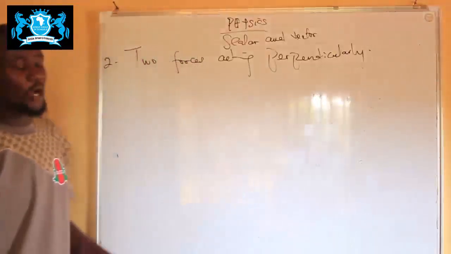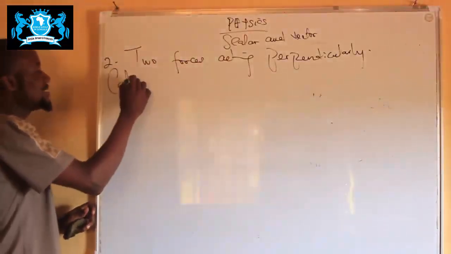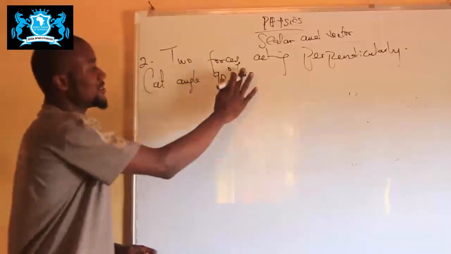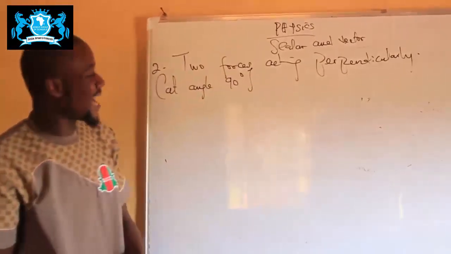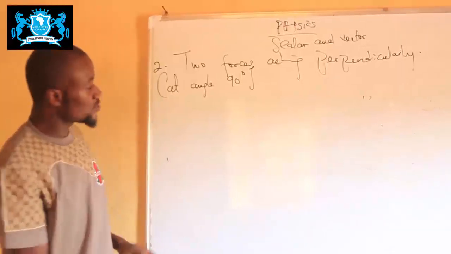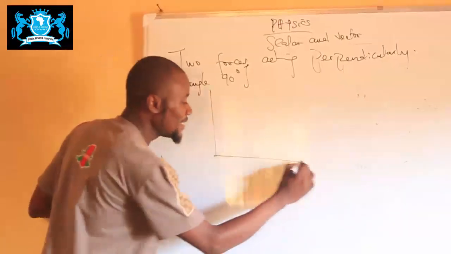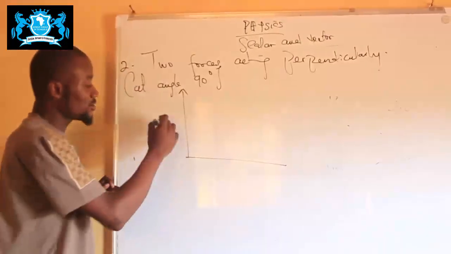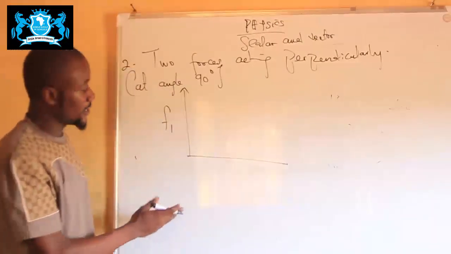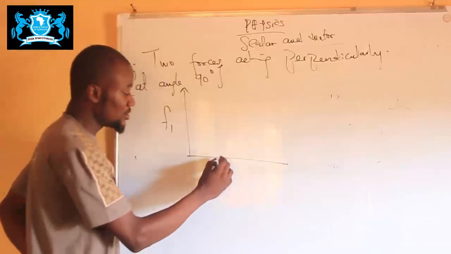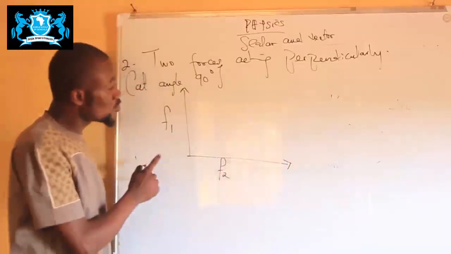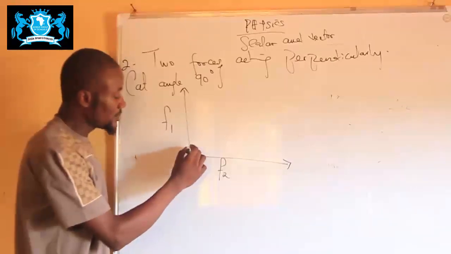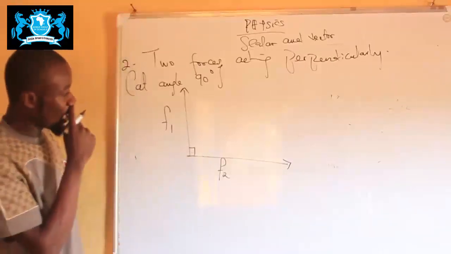When we mean perpendicular, we mean at angle 90 degrees. Two forces acting perpendicularly, we mean at angle 90 degrees. So when two forces are perpendicular to each other, maybe this one acting in the vertical direction is F1, and this one acting in the horizontal direction is F2. Now, when these two forces are acting in perpendicular axes, you know that here would be our angle 90.